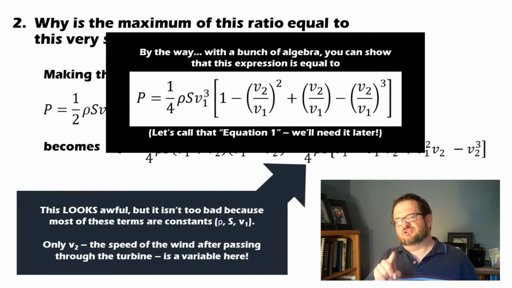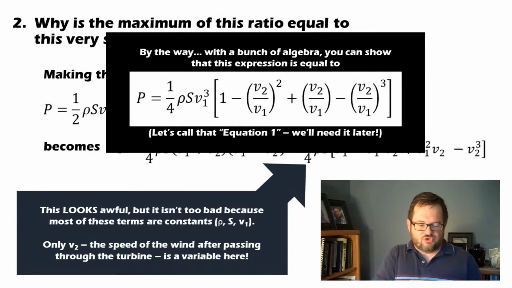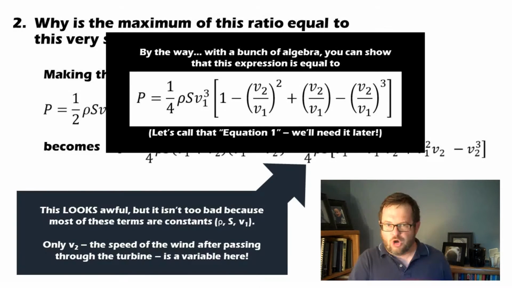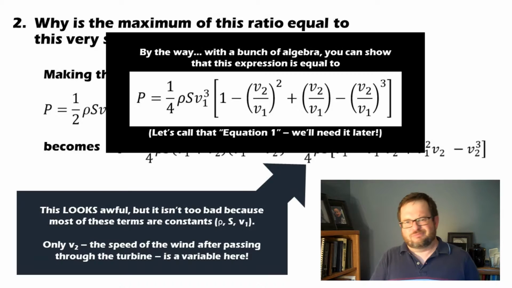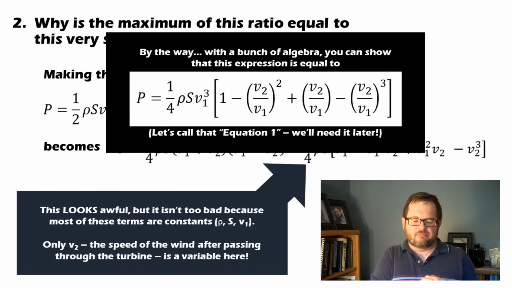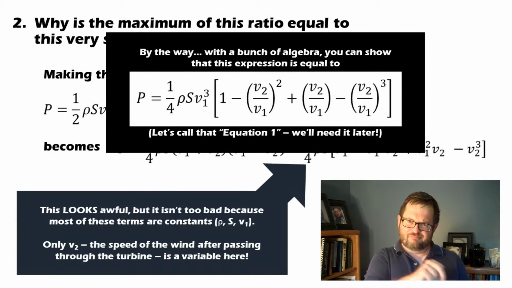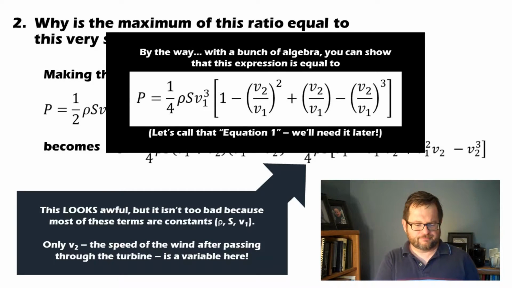By the way, I do want to interject real quick here in this little black box. With a bunch more algebra, you can rearrange this equation into this form. We're going to call that equation 1. Again, we're not going to do the derivation of how we got from there to there. It's just a bunch more algebra. But we're going to need that form of the equation later in understanding Betz's law, so stick a pin in that idea for a second.